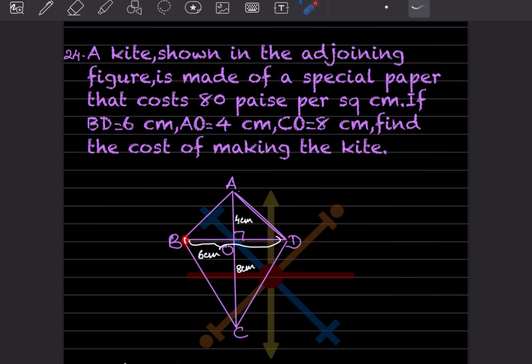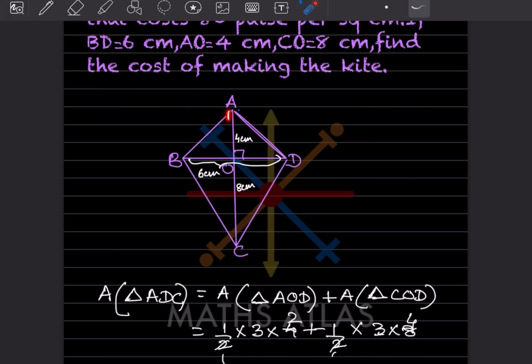So here this BD is given as 6 centimeter. So what we can see, this BO will be 3 and this DO is going to be 3. So now let us take this triangle first. This is the ADC. In this we can see again 2 more triangles. So ADC is going to be AOD plus COD. Now you can see this is a right triangle, so that will be half base into height. So half into this base 3 into height 4.